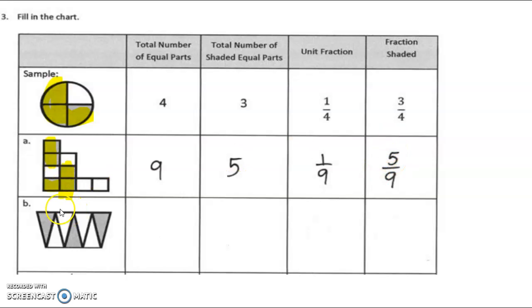Okay, so the next one. There is 1, 2, 3, 4, 5, 6, 7. 7 altogether. And then total number of shaded equal parts. So there's the 1, 2, and 3. So that's going to be 3. And then the unit fraction would be 1/7. And then the fraction shaded would be 3/7.